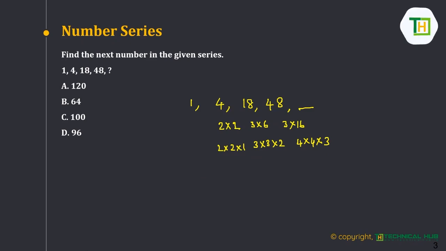So it gives you 4. 3 into 3 into 2, you will get 18. 4 into 4 into 3, you will get 48. Next it should be 5 into 5 into 4. So 25 into 4, the next answer should be 100. This is one logic I can apply on this particular series to get the answer as 100. Let's see whether the students got any other logics here.